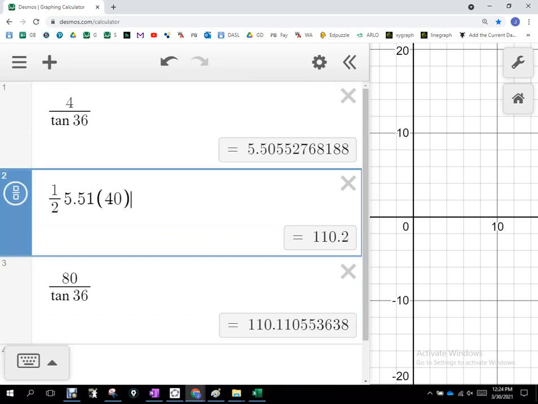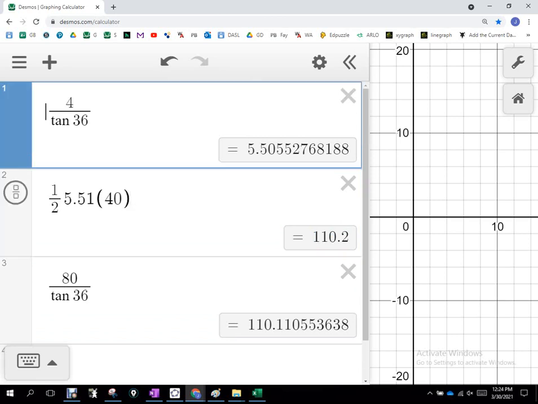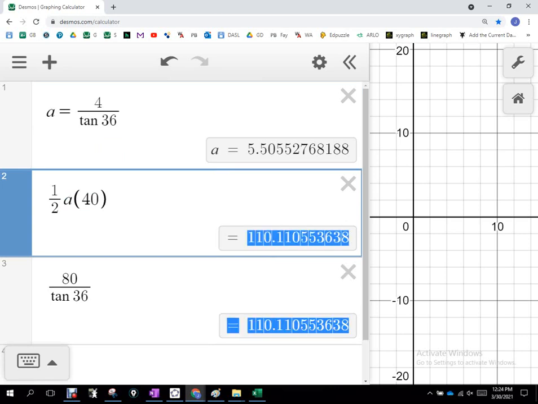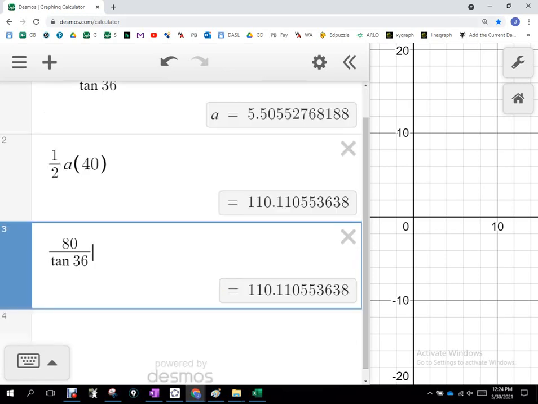Desmos does a good job of allowing you to kind of eliminate that. If you want to use intermediate values like this, you can label it A, and then come down here, and instead of putting 5.51 in, just put A in, and now you can see that those two numbers are, as far as we need to go, going to be the same. So that's an option.